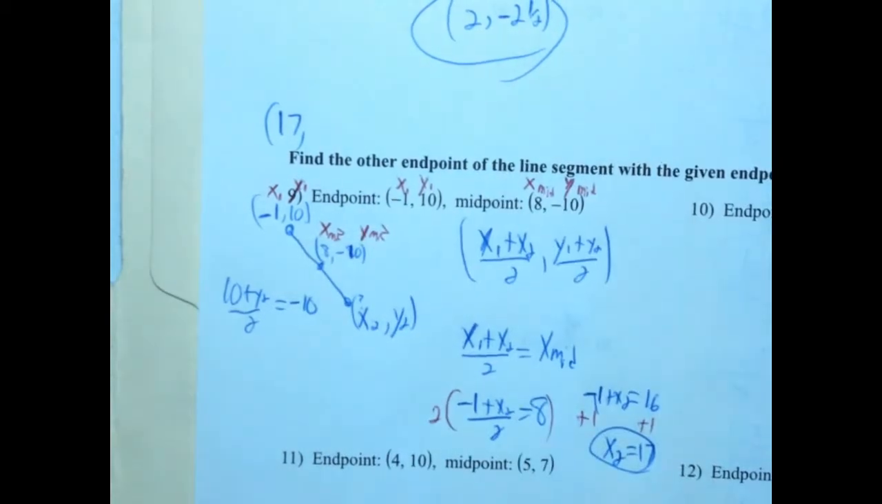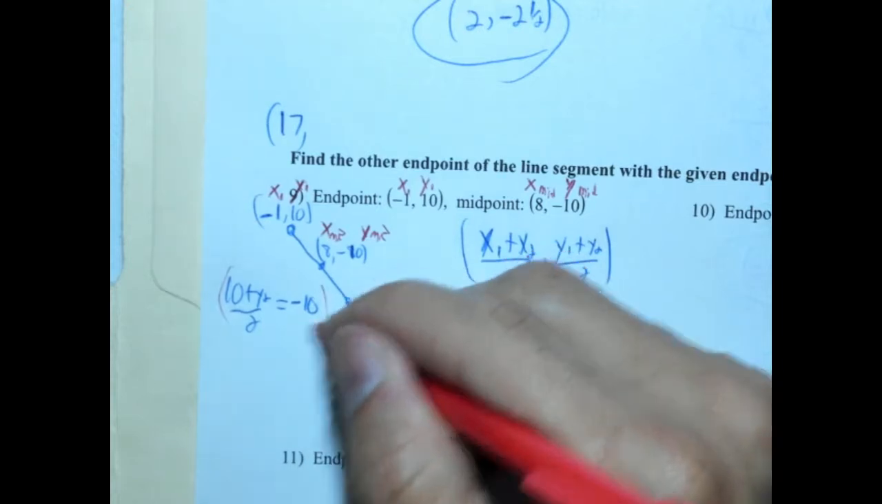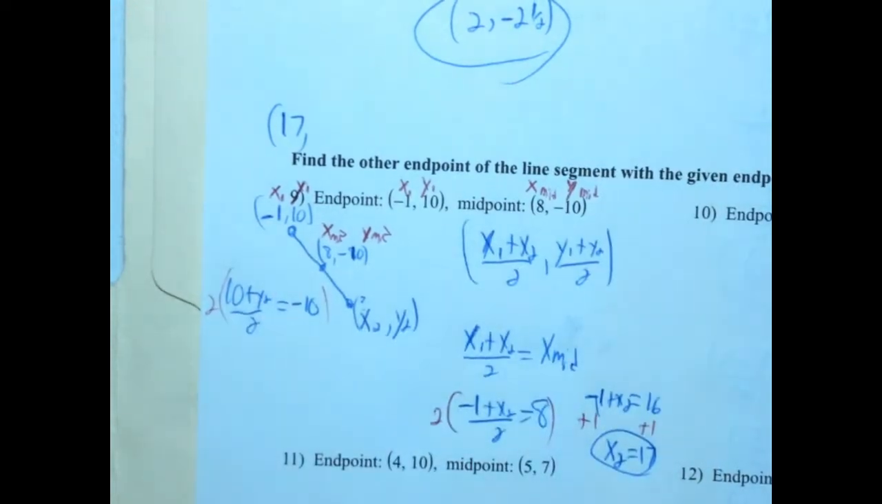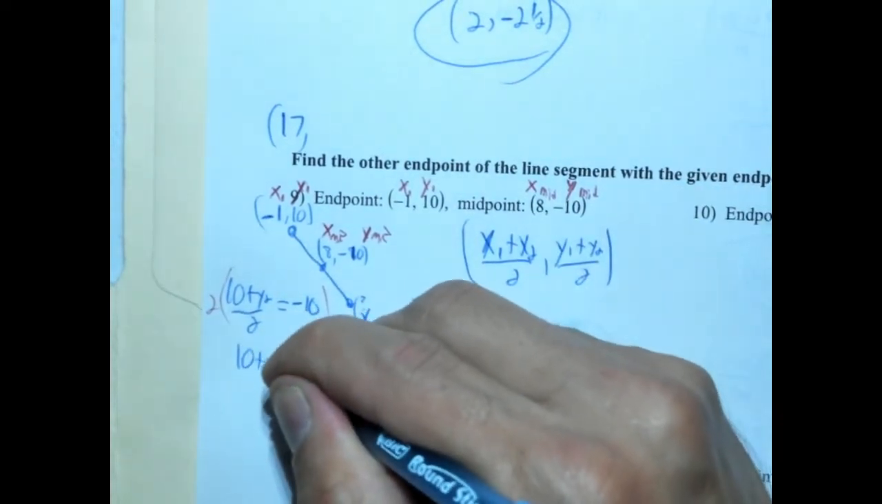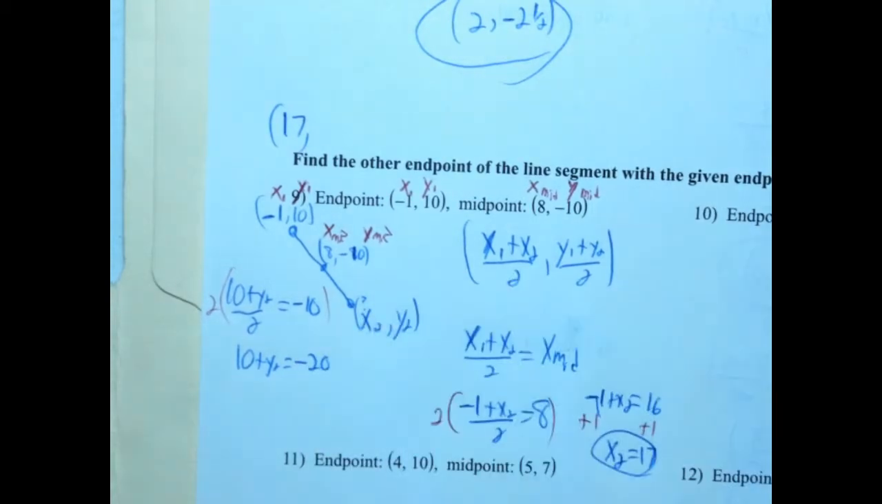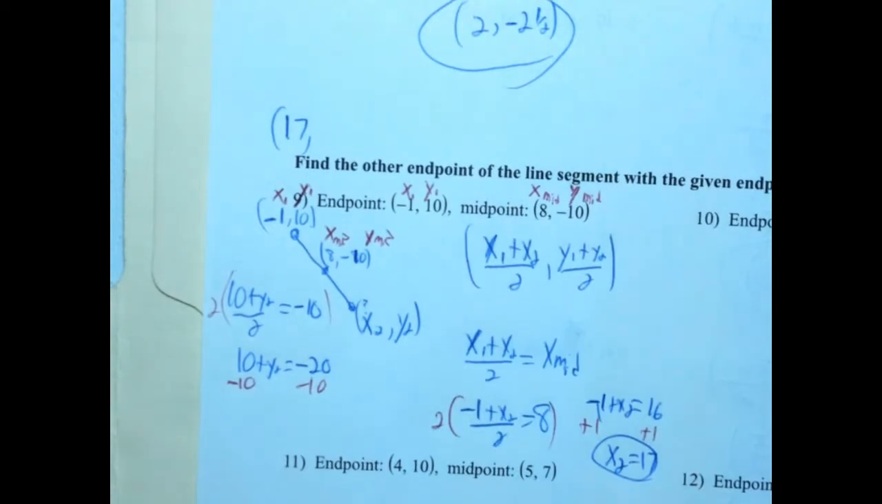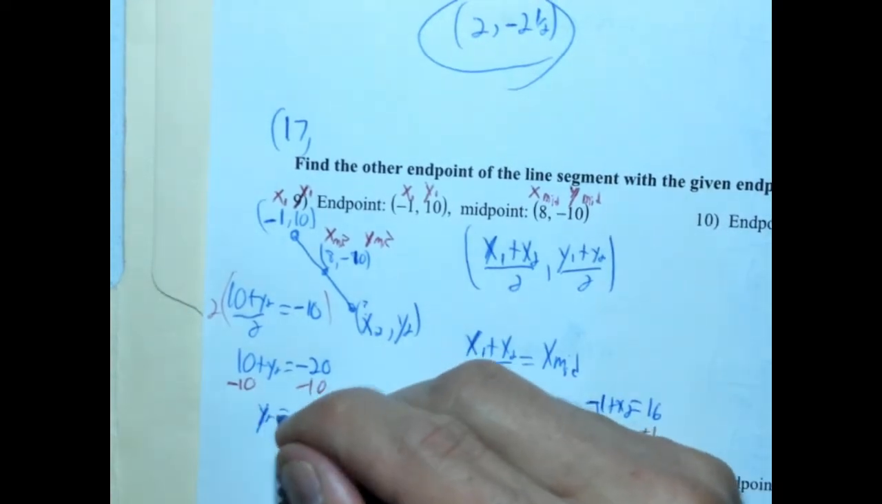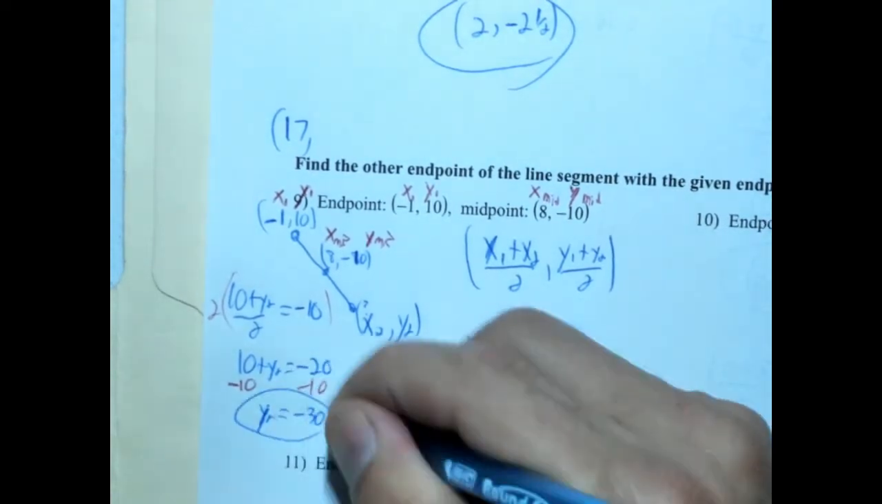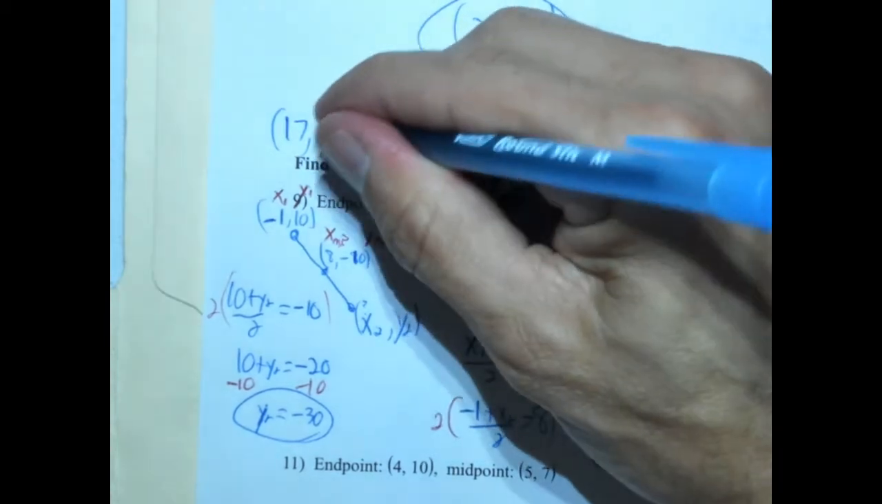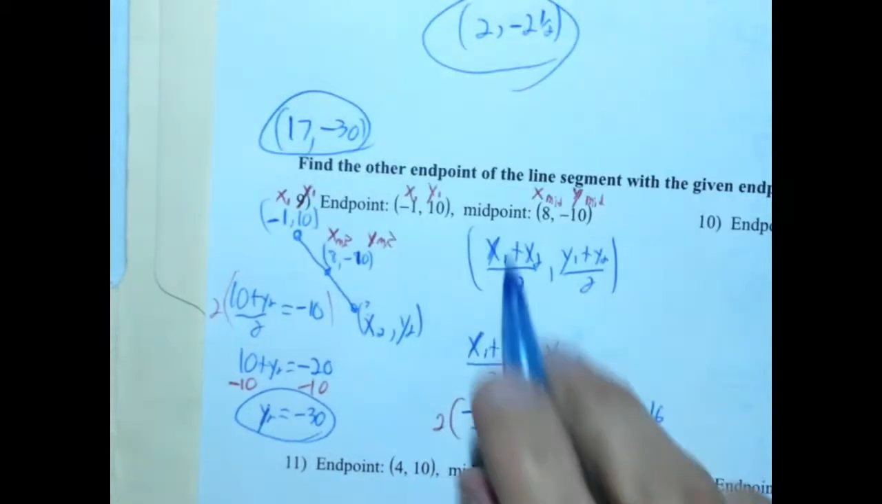Okay, so now we're going to solve for the missing y value. We're going to multiply by 2. We're going to get 10 plus y sub 2 equals -20. And then we're going to get rid of this positive 10, so we're going to subtract 10 from both sides. And that would give us y sub 2 equals -30. That's our y value. So that's how you'd find the missing endpoints.